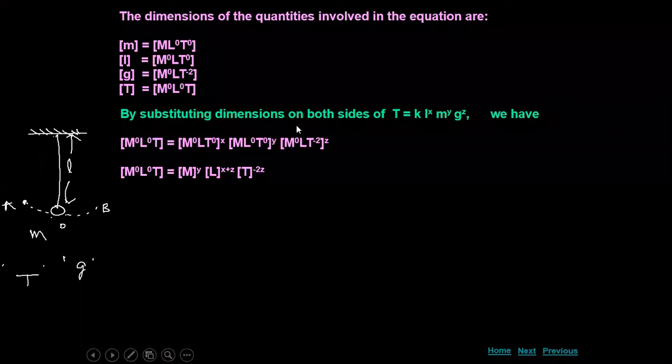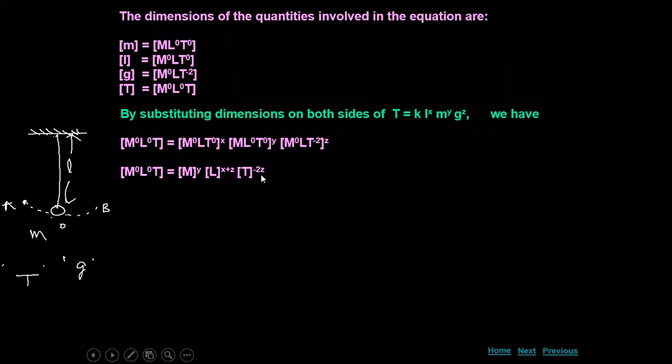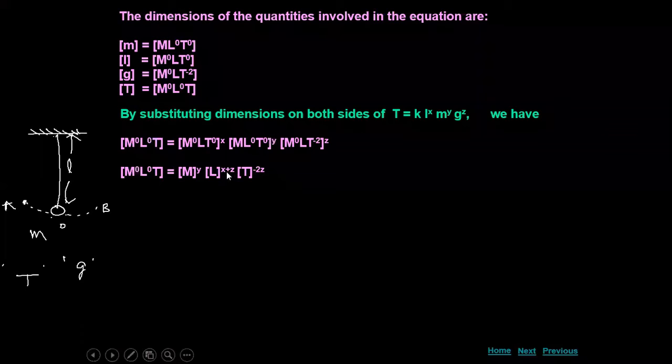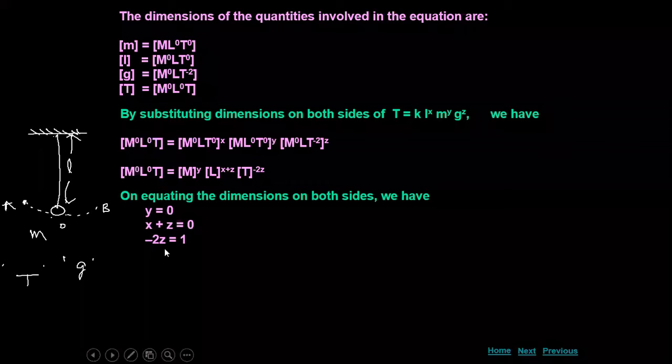Now I have taken the powers individually. Now we will compare both sides, since the same bases are there, and compare powers. M power how much is there on the left? y. On the right, M power how much is there? 0. So y is equal to 0. Next, x plus z is equal to 0 only. Next, -2z is equal to 1, since T power nothing means 1. So if I write: y is equal to 0, x plus z is equal to 0, -2z is equal to 1, where the power is 1.